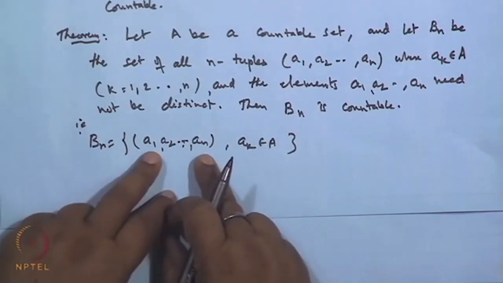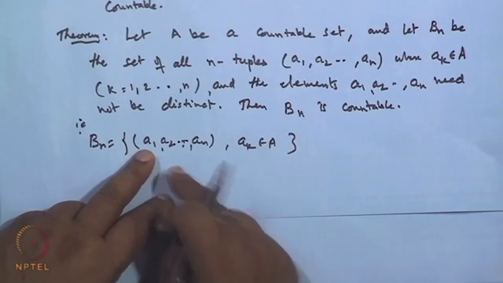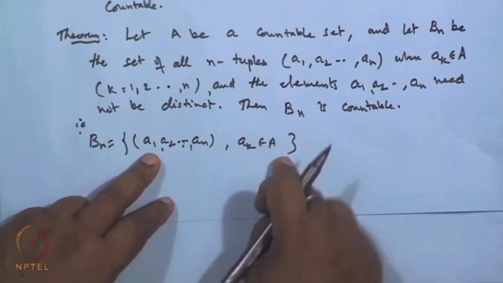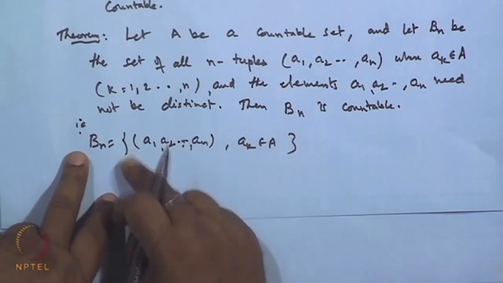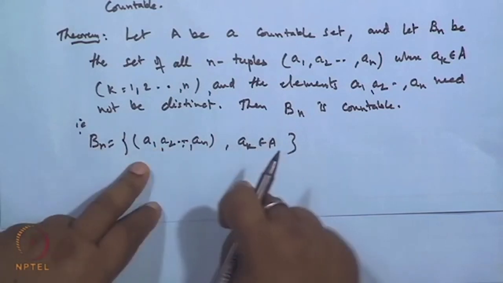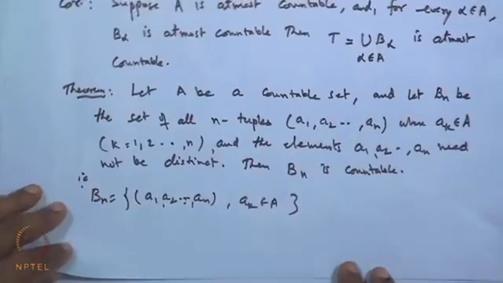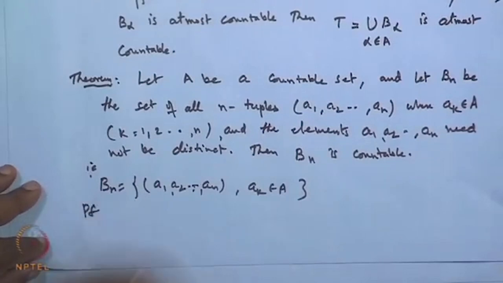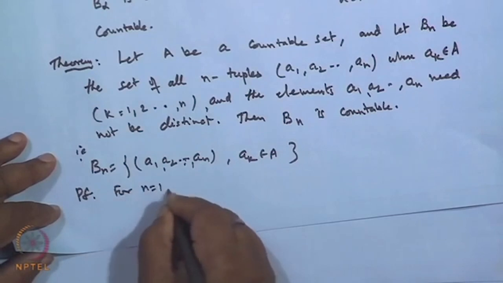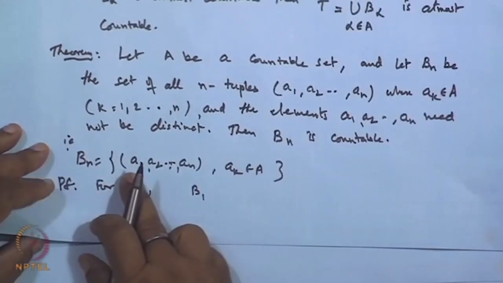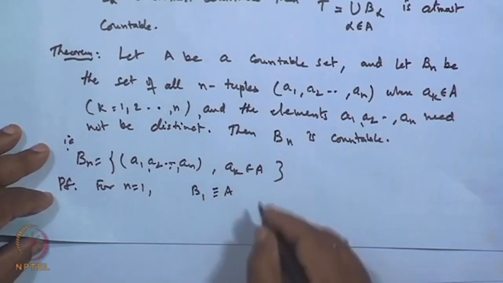In particular, when you take n equal to 2, the set of all ordered pairs a1, a2, where a1, a2 belong to a countable set, becomes countable, and this leads to the proof for the rational numbers to be countable. So, let us see the proof of this first. This will be proved by induction. So, what is our B1? For n equal to 1, B1 is basically only the single element a1. It means B1 coincides with A, but A is given countable.